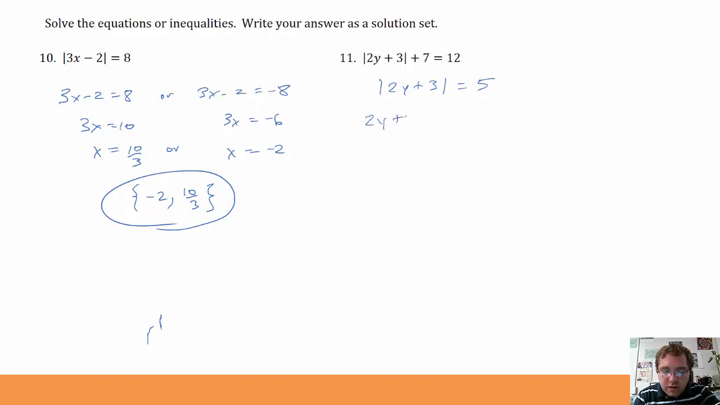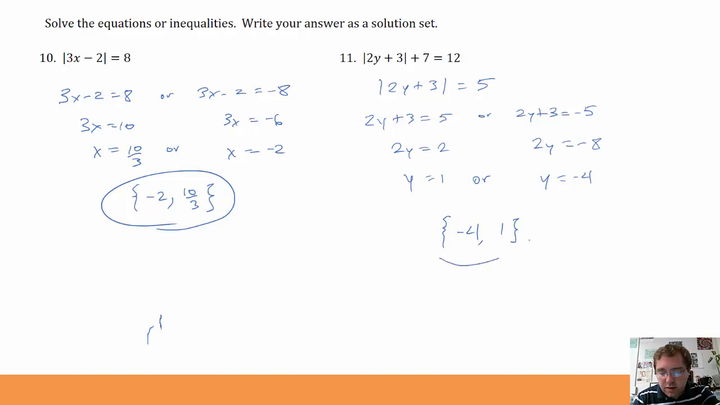Then we break that up. 2y plus 3 equals 5, or 2y plus 3 equals negative 5. That means 2y equals 2 and y equals 1, or 2y equals negative 8 and y equals negative 4. So we have a solution set for y, negative 4 and 1. And I like to write them in numerical order, but it would be okay if you put 1 comma negative 4.